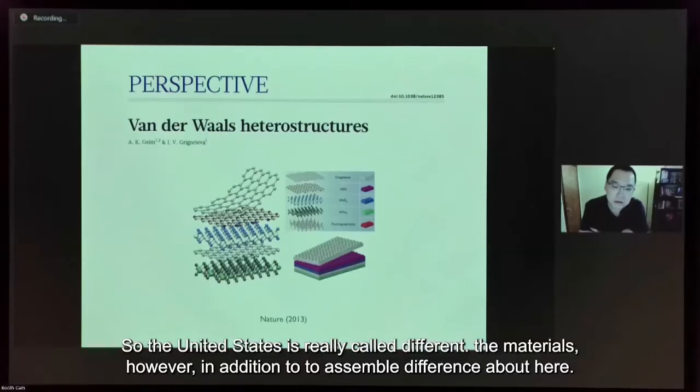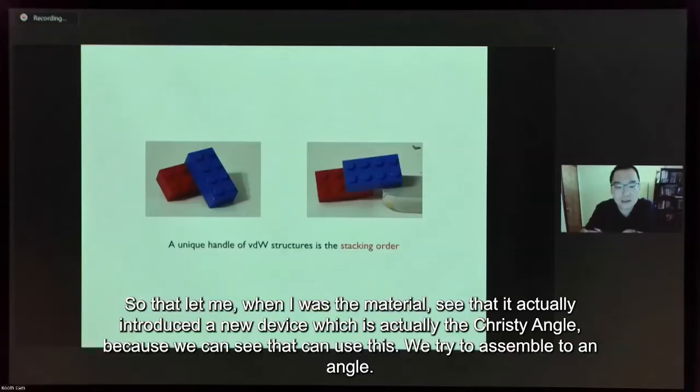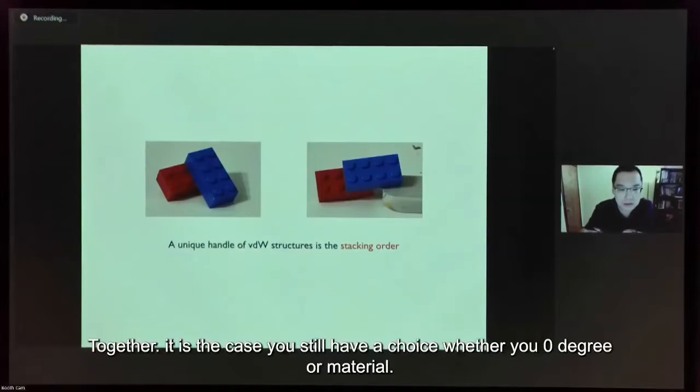However, in addition to assembling different materials together, the beauty of van der Waals materials is that it introduces a new degree of freedom, which is the twisting angle. If you keep using this Lego analogy, even when you assemble two Legos together, in this particular case, you still have a choice whether you want to do it at 0 degrees or 90 degrees. And when we think about real two-dimensional materials, then the twist angle can be arbitrary. So that's a really unique handle.